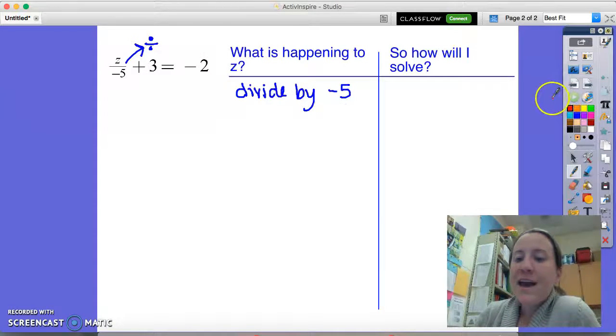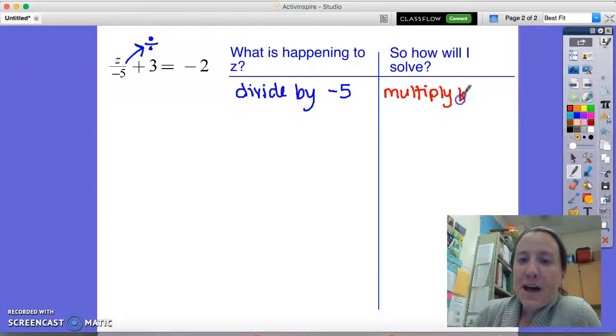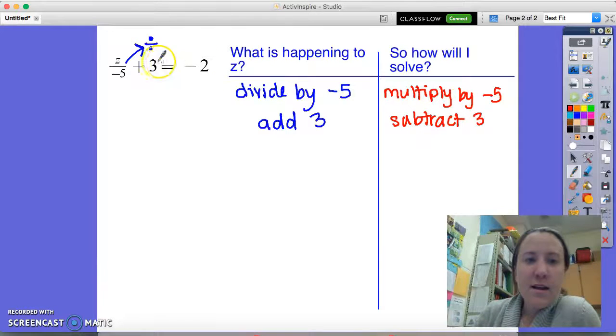And this part can be a little bit tricky, but pay attention to the negative sign, because when I go to solve it, the opposite of divided by -5 is going to be multiply by -5. Don't forget about that. The very next thing that I see happening is that we added 3. So when I go to solve this equation, I'll want to do the opposite of that, which is subtract 3. So I have my plan. Now I'm actually going to do it.